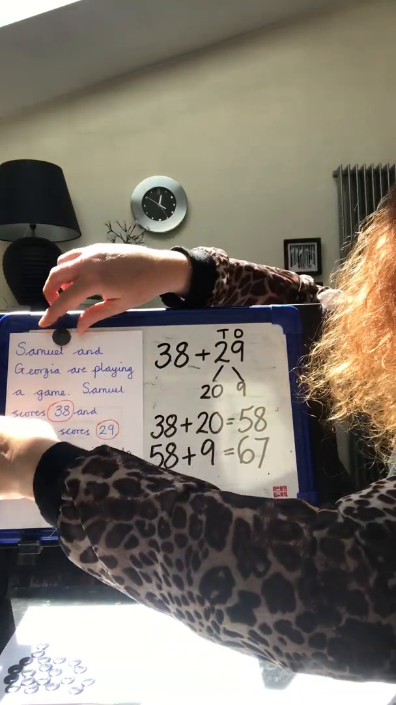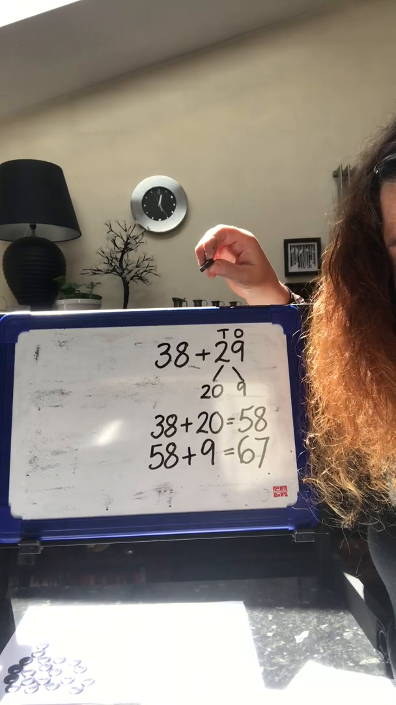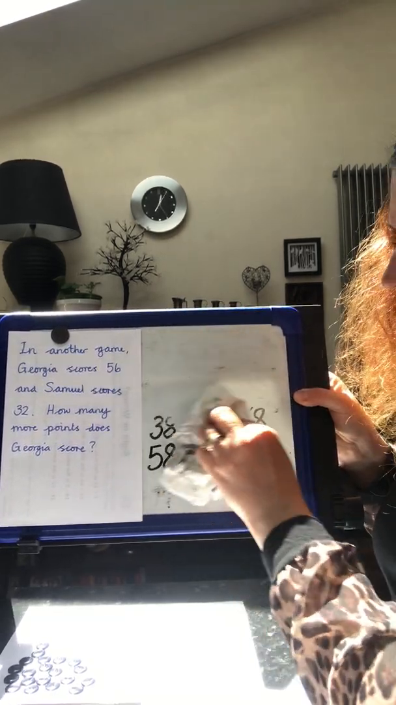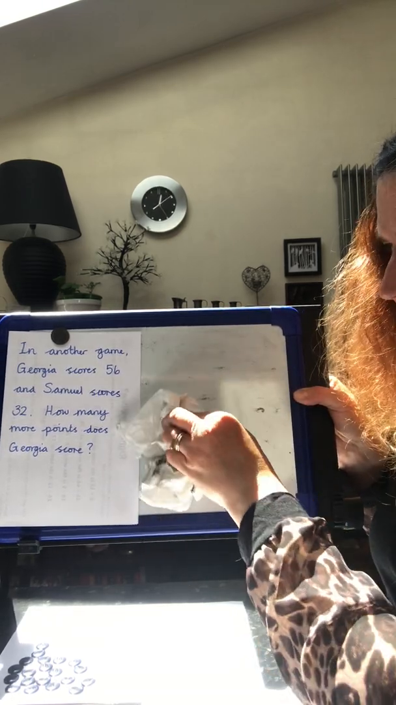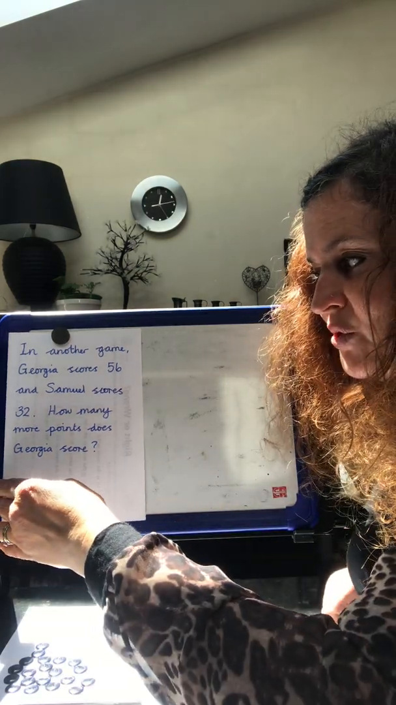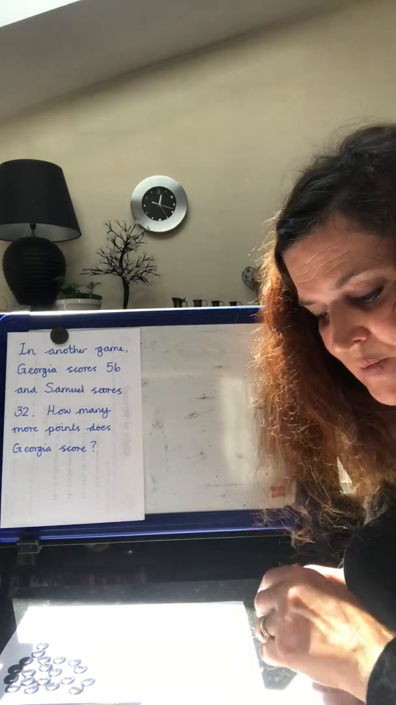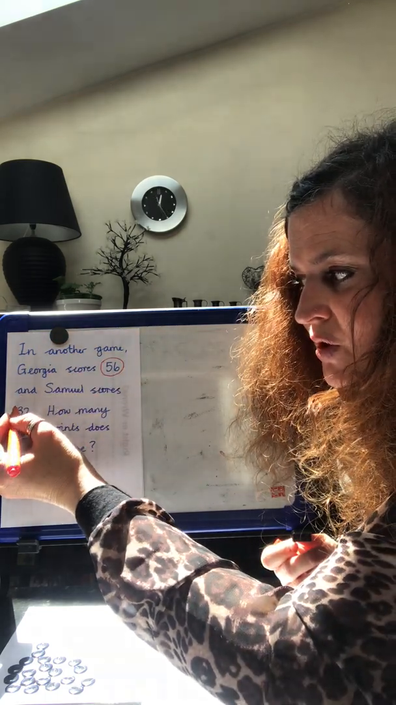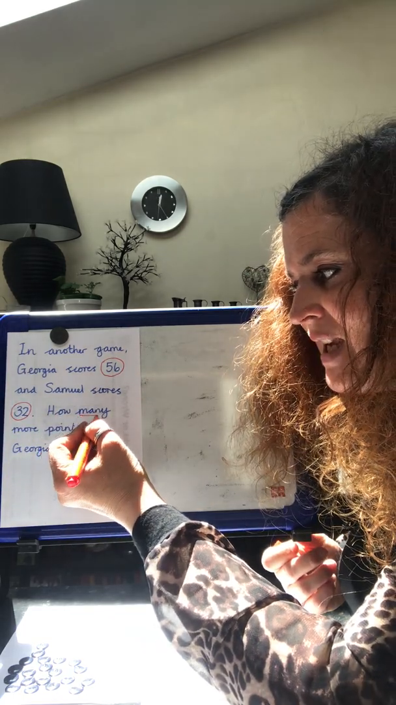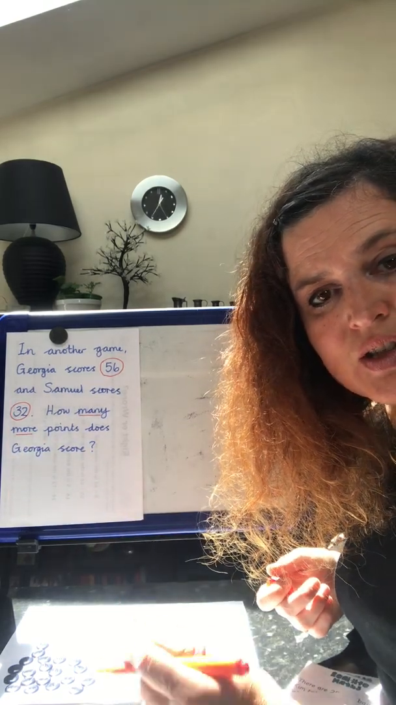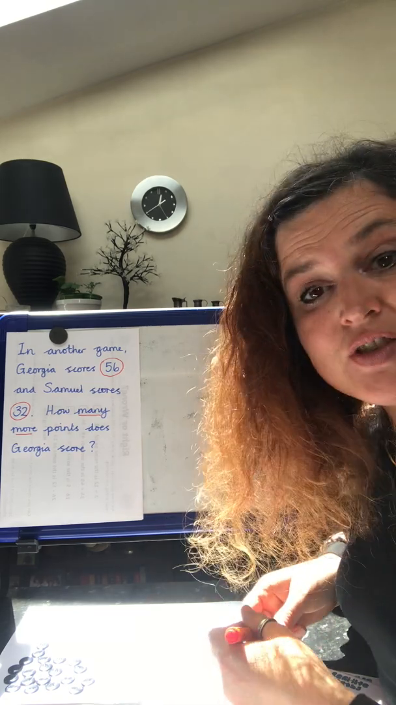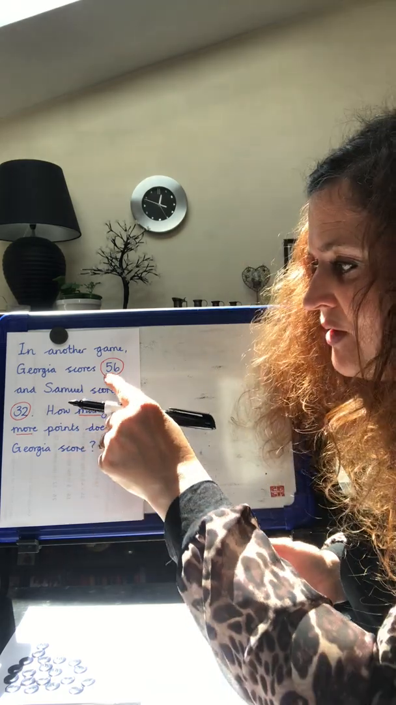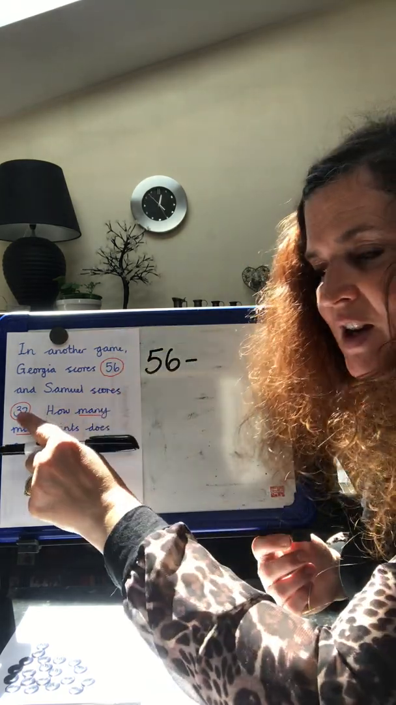Okay, I've got another question that we'll have a look at together. So this time this question says, in another game Georgia scores 56 and Samuel scores 32. How many more points does Georgia score? So again, I'm going to read it and I'm going to circle the numbers. But this time it's asking me, how many more points does Georgia score? So to find how many more, I'm finding the difference. And a find the difference sum is a subtraction sum. So I'm going to formulate my question. So when I'm doing a subtraction sum, I always start with the biggest number. So I know that I'm going to put 56 first, and I'm going to take away 32.